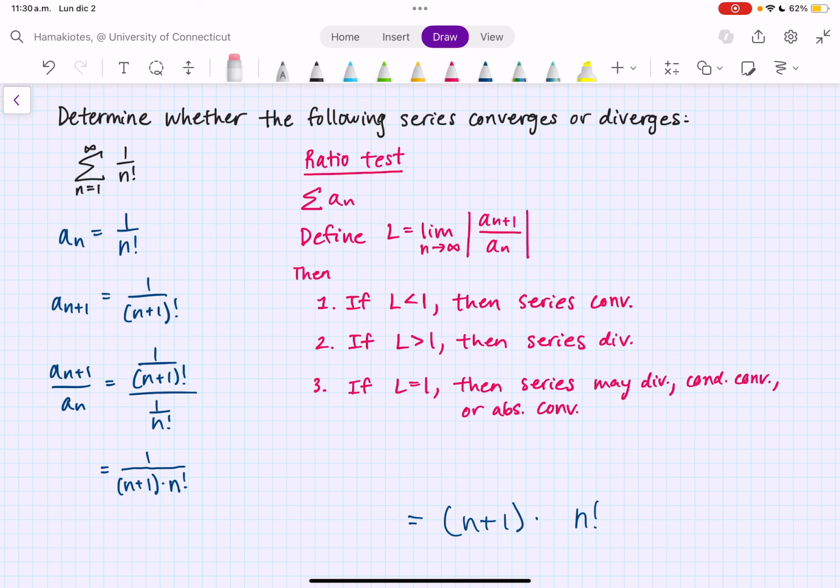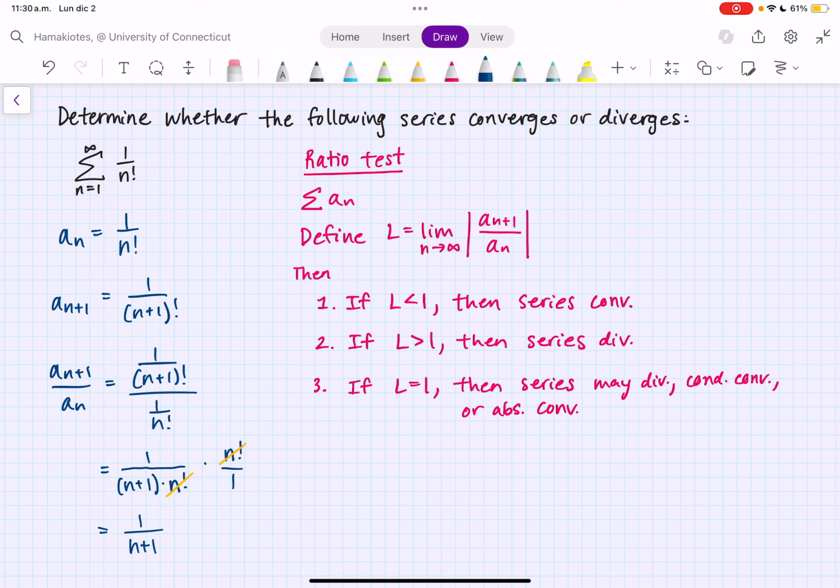Great. So I have 1 over (n+1) times n factorial, times the reciprocal of 1 over n factorial. So that's times n factorial over 1. So I see that I have some cancellation, and a_{n+1} over a_n is just equal to 1 over n plus 1.